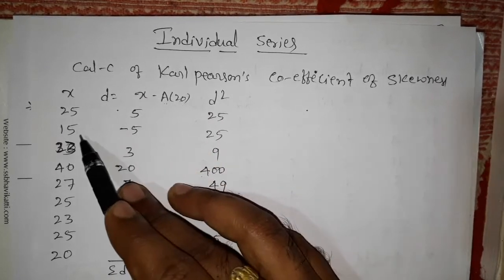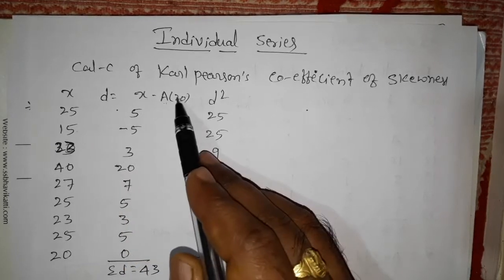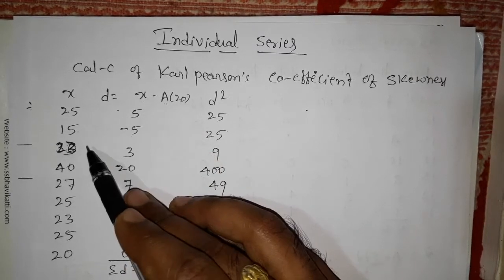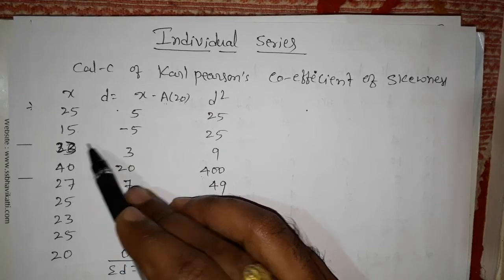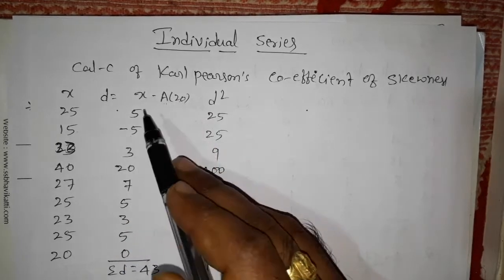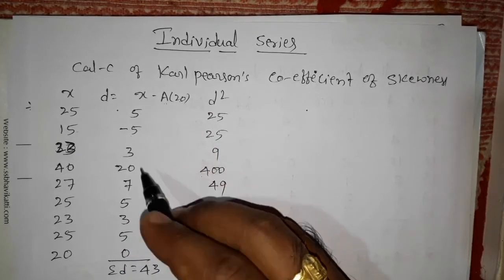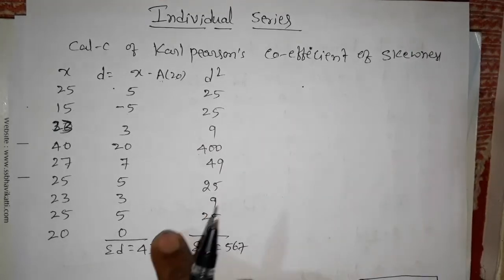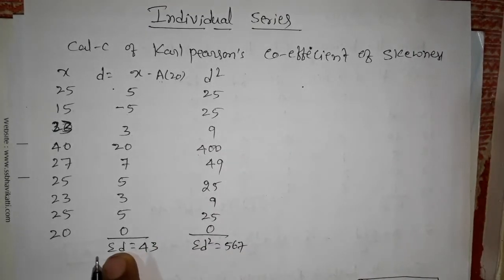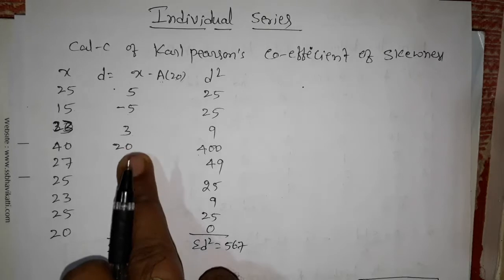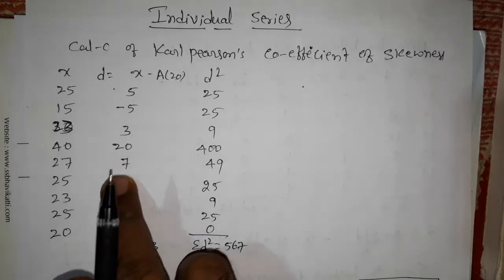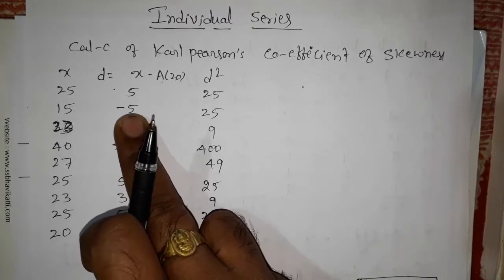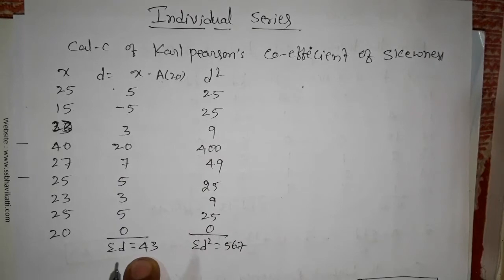We will get 5. 15 minus 20, we will get minus 5. Same as that, 23 minus 20, we will get 3. Do the same for all of them and you will get sigma d as 43. When we total it, add all the plus values and subtract the minus values, you will get 43.